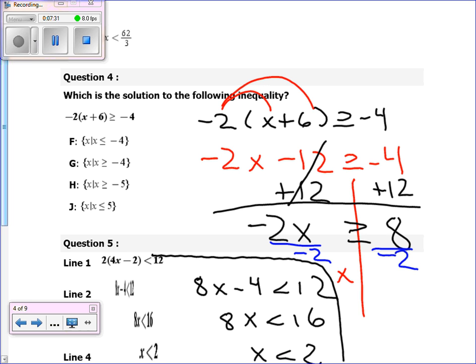So now we have that x is less than or equal to negative 4. And that looks like that is going to be choice F. Okay, so our answer is choice F. And there we have our answer actually in set builder notation. But the answer is choice F.